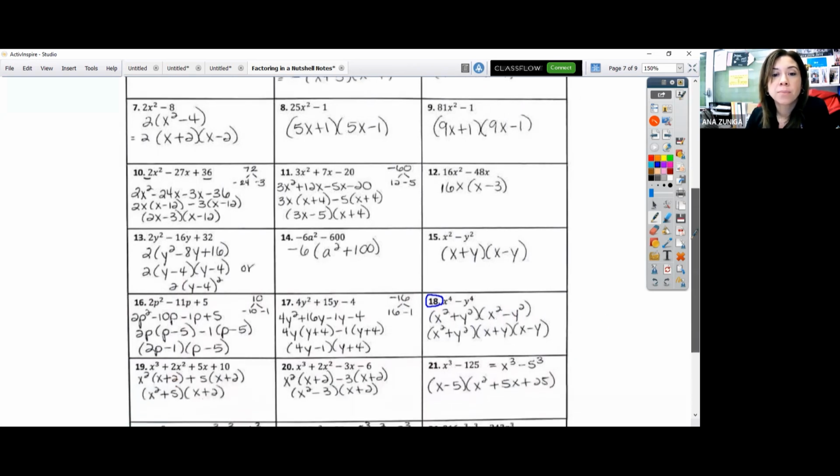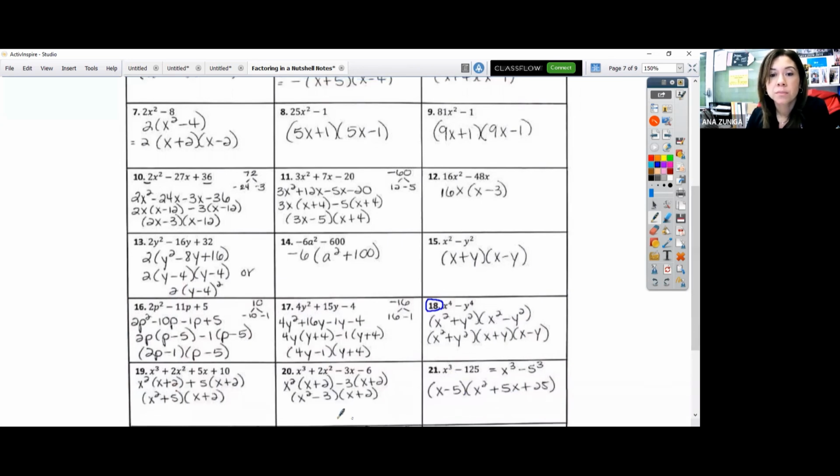And then there's up to number 21. Try 22, 23, 24 on your own first, and then the answers will be posted on Teams. So hopefully this helps. Practice makes perfect. So just keep practicing.